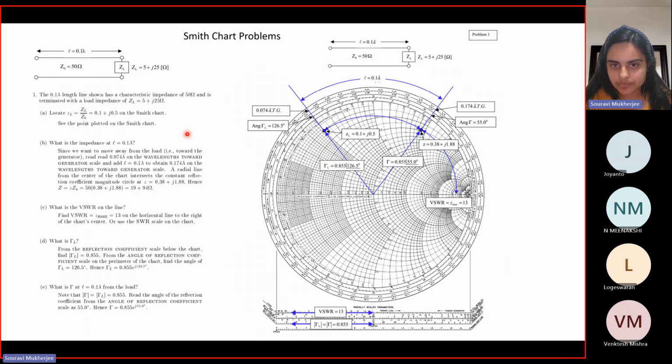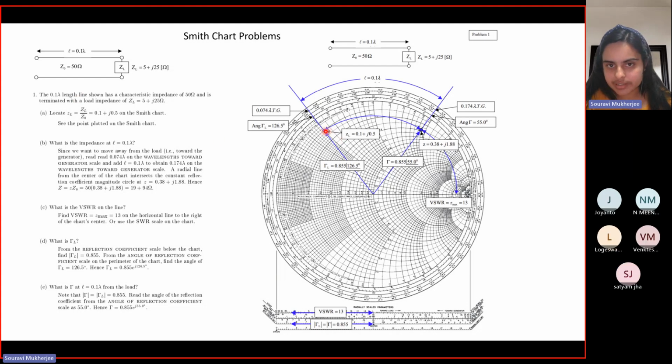So on the Smith chart, you would see where R, the real part, is equal to 0.1, right? And on these arcs, look at these points and see where it corresponds to 0.5. In that way, you can locate the normalized load impedance, right? So this is how you locate it. Now, once you have located it, it says, what is the impedance at L equal to 0.1 lambda? Basically, what is the impedance at the generator side, right?